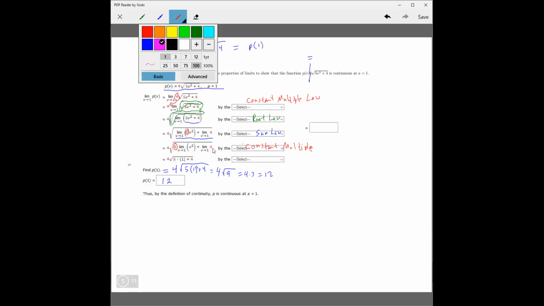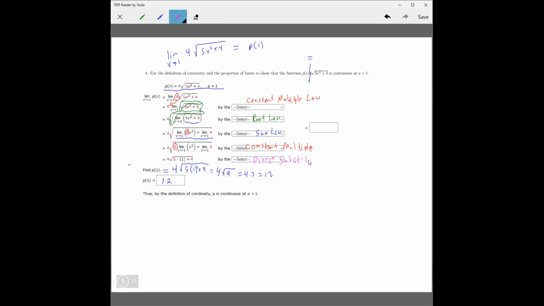And then they evaluated this and they evaluated that. So this is the direct substitution property. Okay, that's also direct substitution. And then, of course, you just follow this logic and you get 12. Okay, so that's how you do number 4. Let's move along.